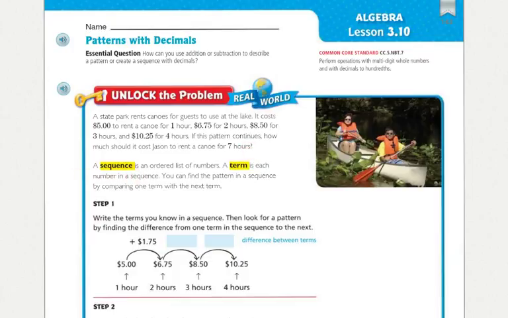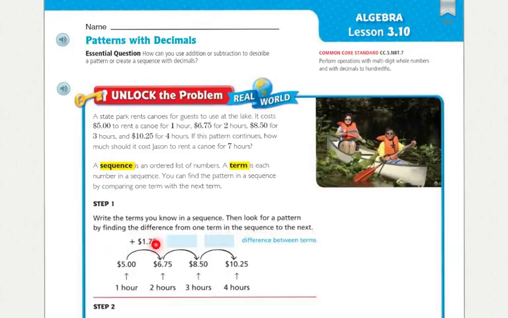So a sequence is an ordered list of numbers. A term is a number in a sequence. You can find the pattern in a sequence by comparing one term to the next term. So we have a sequence here, and we have to figure out what it is. First, step 1, we're going to write the terms you know in a sequence. Then look for a pattern by finding the difference from one term in the sequence to the next.